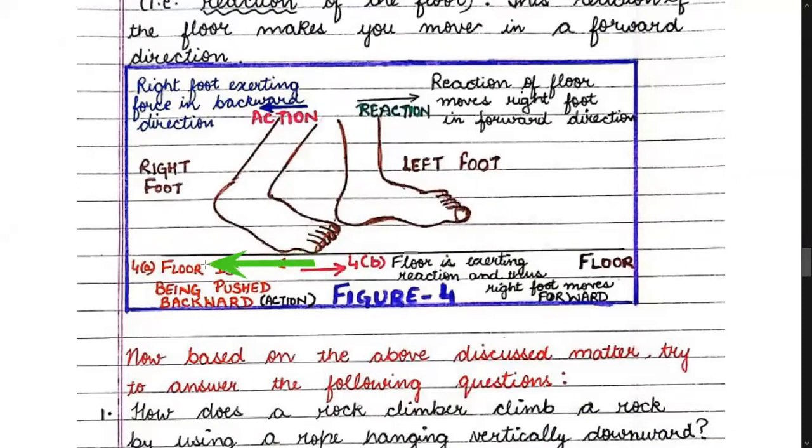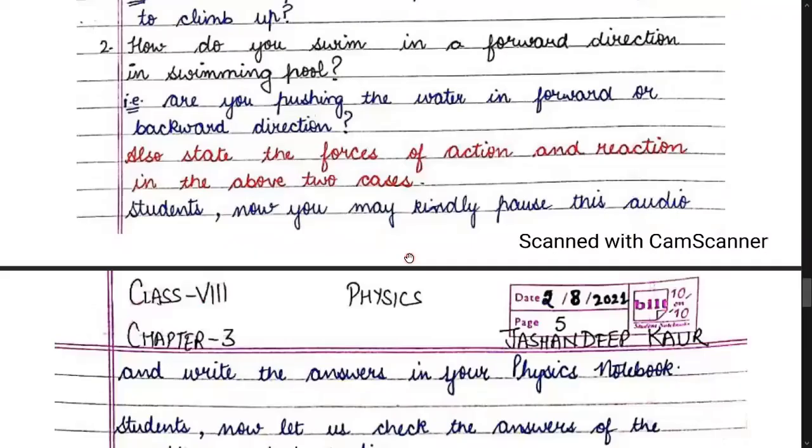Your foot is pushing the floor in a backward direction, and in a similar manner, the force is applied by the floor on you. The floor is giving you a reaction in a forward direction. This is the way we walk. We always push the floor backward with a certain force. And in the meantime, the floor also exerts a force on us in the opposite direction. This is how we walk.